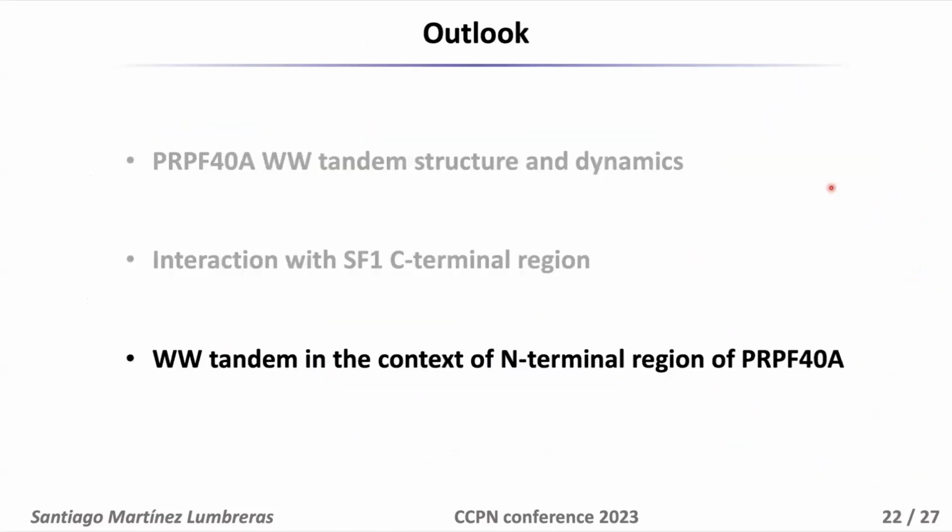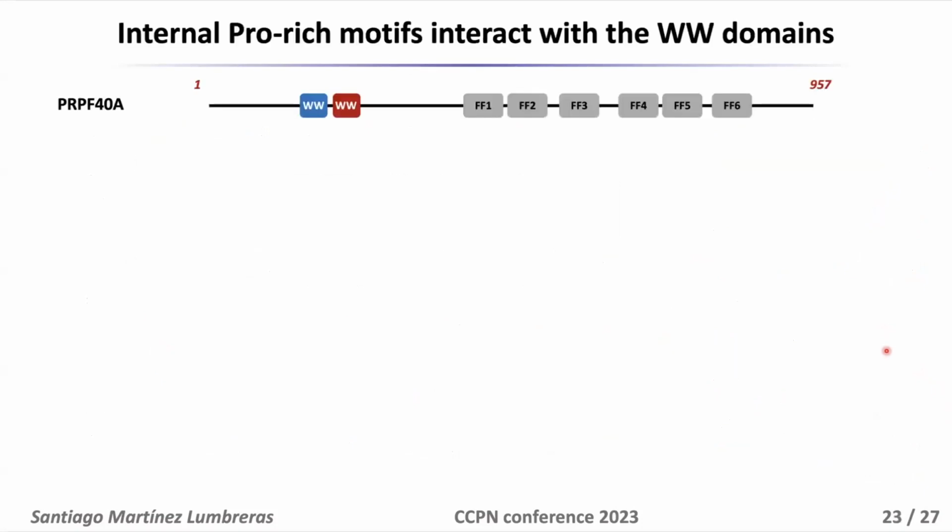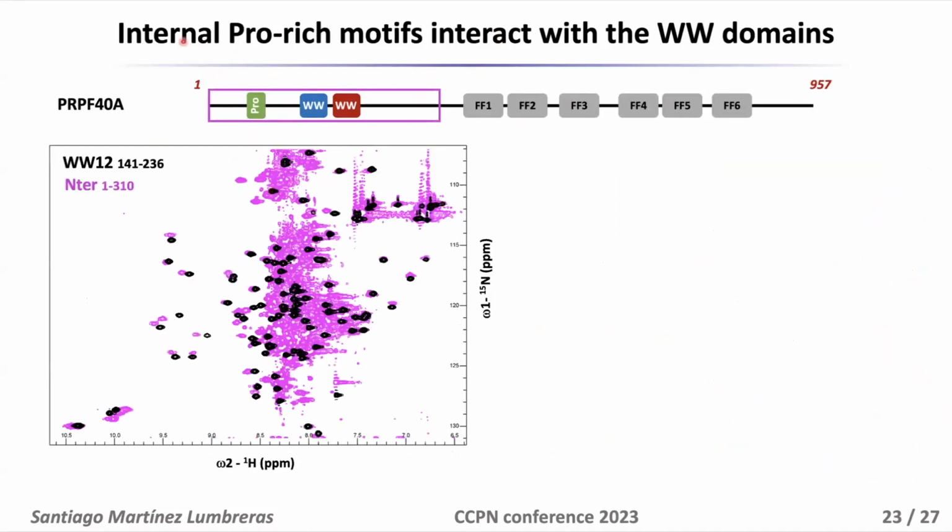Okay, so this is what we did with both proteins, but then we wanted to see how the interaction is happening in the context of the whole N-terminal part of PRP40, because we found that N-terminal to the tandem, there is a region enriched in prolines. And when we created the construct of the first 300 residues, we saw two things.